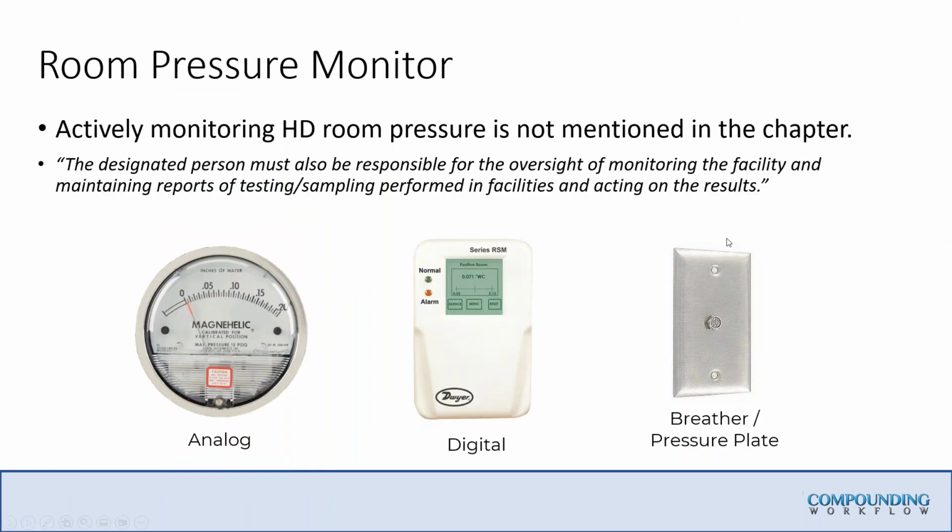Now, room pressure monitors. What's interesting is that actively monitoring the hazardous drug room pressure is not actually mentioned in the chapter. Well, you go, Ron, that kind of seems a little bit like deductive reasoning, doesn't it? Yeah, absolutely. The chapter calls from 01 to 03. How do I know it's actually performing? Well, I actually had a pharmacy who were USP 800 ready. And when I asked them the question, where's the room pressure monitor? How do you know you're maintaining that pressure? Well, my HVAC contractor says that I was.